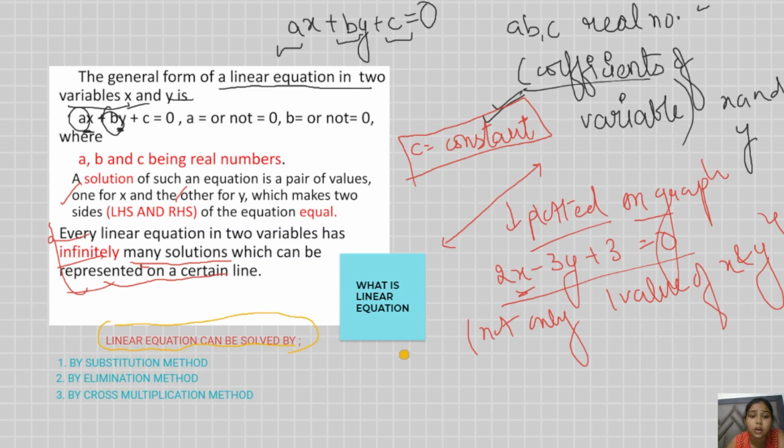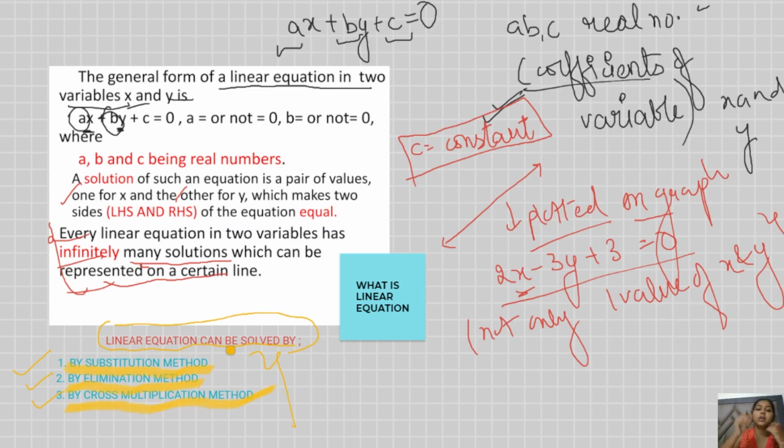So in this chapter you will be learning to solve linear equations in two variables by three methods. These are mentioned here, have a look at them. Our first method is the substitution method. In my next slide I will explain one by one what the substitution method, the elimination method, and the cross multiplication method are.